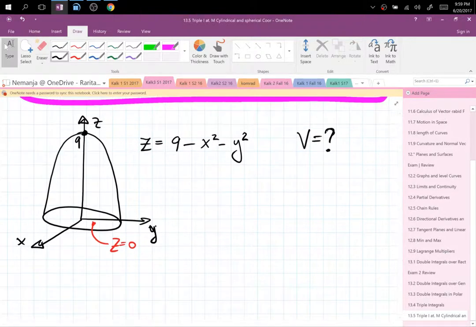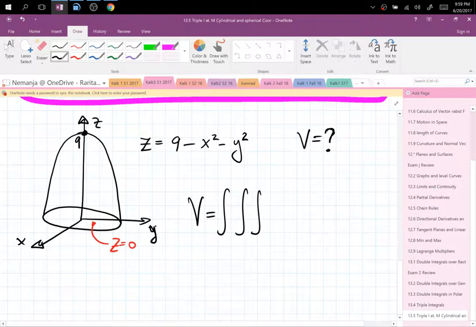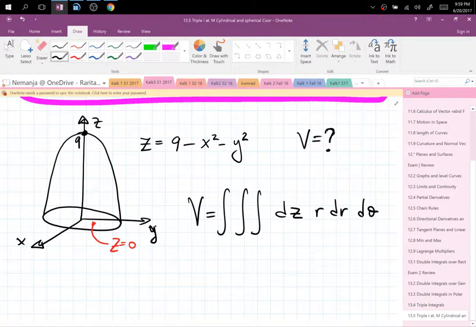And I'm already ready to set up the integral. Volume is the triple integral. I'm not using any functions here because I'm just looking for the volume. I know that this string is dz r dr d theta. Don't forget this r. Now, d theta, I want the entire thing, and it's not a wedge, right? It's the entire round part, so 0 to 2 pi.